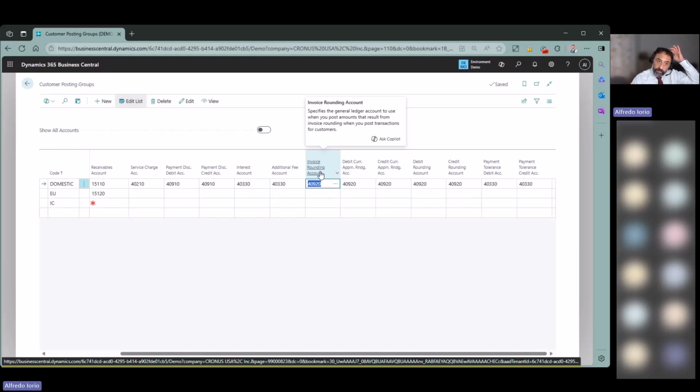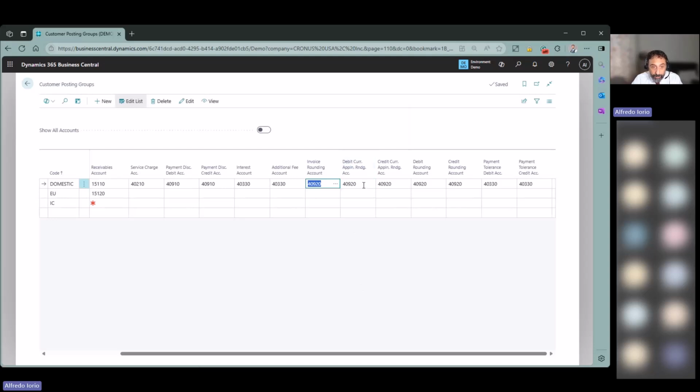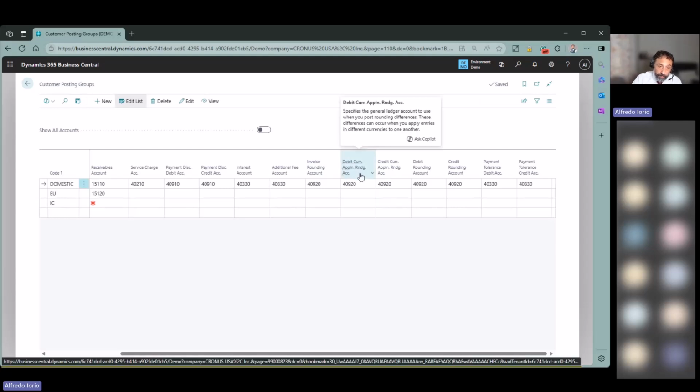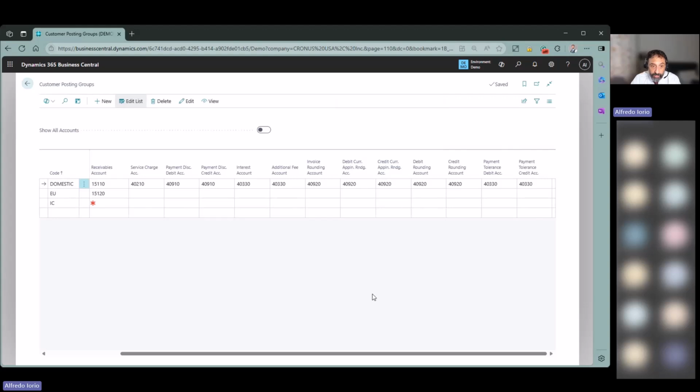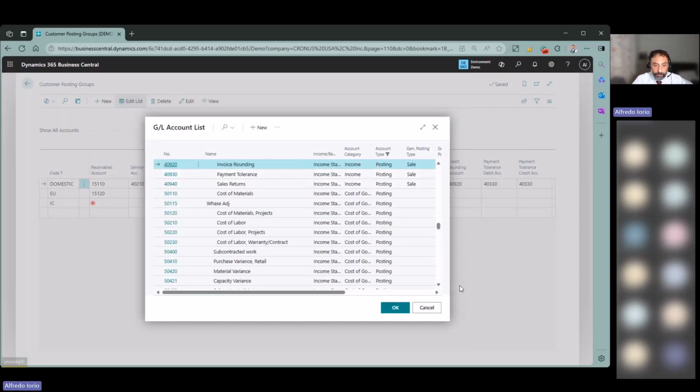Whenever we post transactions for customers, maybe the invoice lines are 5 digits, the invoice header total is 2 digits. What happens when we round it? We run the invoice. Debit currency application rounding account, debit and credit. Again, I am applying a payment in a foreign currency to an invoice. The application results in rounding gains or losses. Here is where we define where we make or lose money. Therefore, income statement. See here, right?